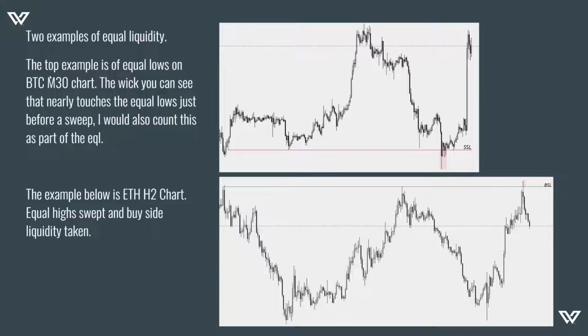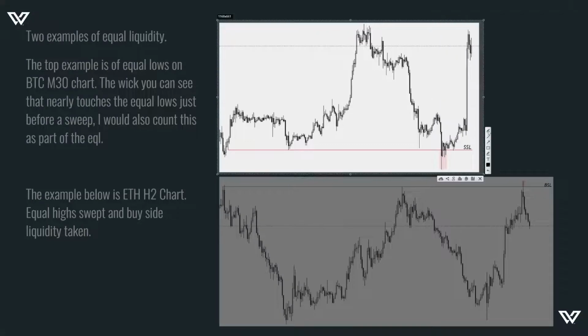Two examples of equal liquidity here. The top example is equal lows on a BTC M30 chart. You can see what happens when price sweeps this. We have equal lows, and resting liquidity all below here. Price sweeps below equal lows, and what we do now is trap sellers, the sellers trying to play the breakdown. They're now trapped down here. We have all of these buy stops below here.